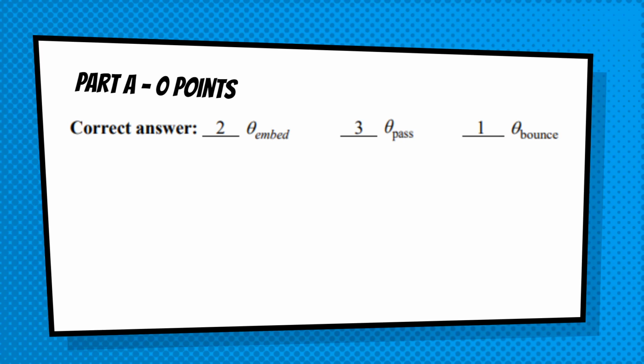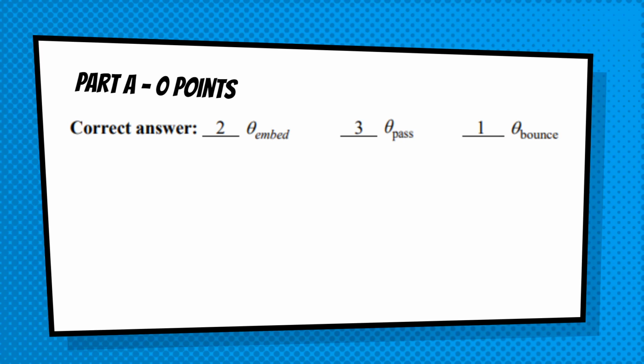But your correct answer for your ranking, and by the way, your question was to rank the 3 angles, theta sub embed, theta sub pass, and theta sub bounce from greatest to least in the space indicated below. Use a 1 for the greatest angle, 2 for next greatest, and so on. The correct ranking was that your greatest angle, that you put a 1, was theta sub bounce, then theta sub embed, and then theta sub pass. So hopefully you got the ranking right. But if you didn't, you can still get some points on the paragraph response depending on how you answered it.